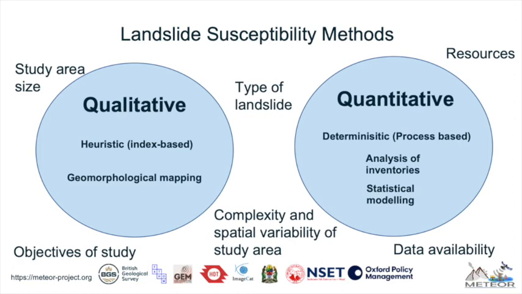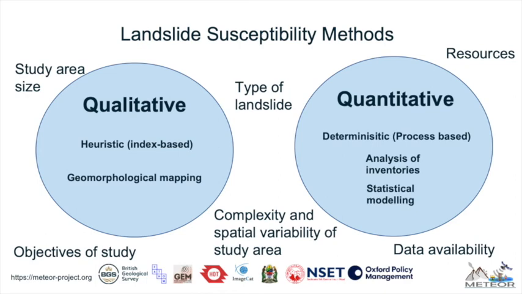There are various techniques for producing a landslide susceptibility map, and there is a wealth of scientific literature on this matter. What I've tried to do here is separate the methods into qualitative and quantitative, so the different types, they're in the blue circles, and then all around them are some of the things that you need to take into account when deciding on the technique that you will use in your study. So your chosen technique will be influenced by the size of your study area. So are you looking at a national scale study, or is it regional, local or site?